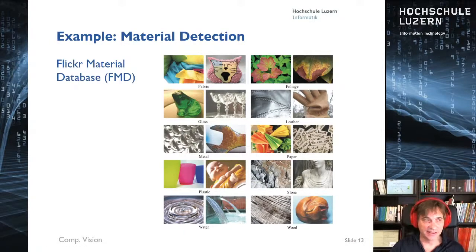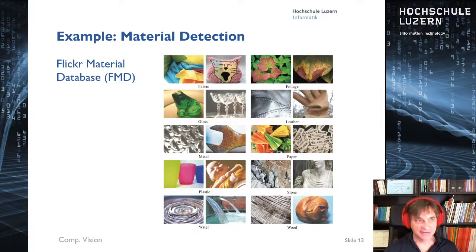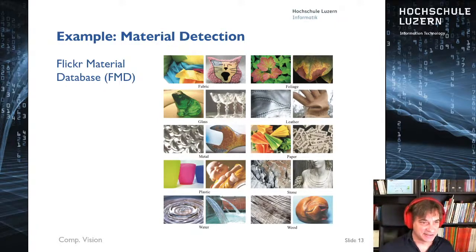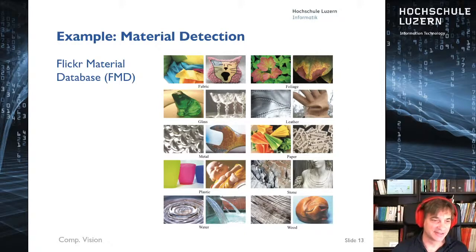Another example here is material detection. That's a database that comes from Flickr. So this is a database of photos of different materials, like paper or stone, with, as you can see, the difficulty that paper here can look quite different, can have color or not, and you would like to train a system that finds out just what material this specific object is made of.